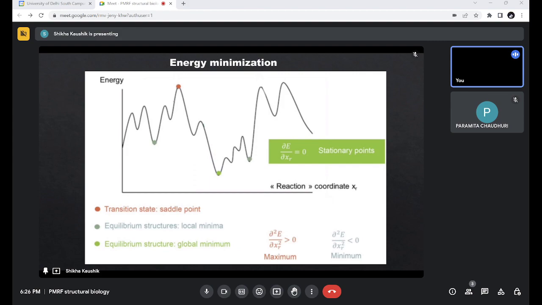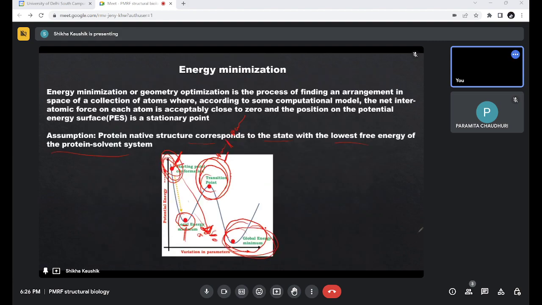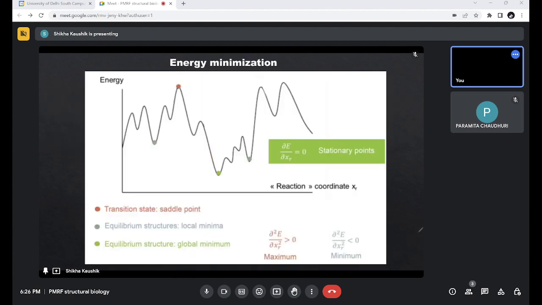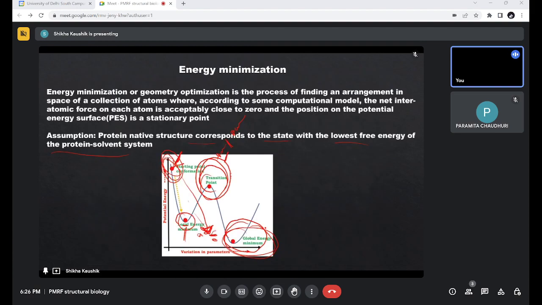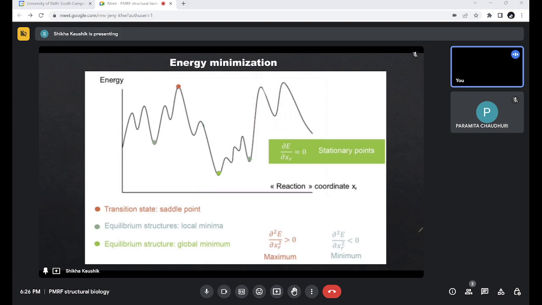So for energy minimization, as I talked about, there is a transition state, and there is an equilibrium structure, at the global level as well as at the local level. So that is what I mentioned here: you have a local energy minimum, and then you have a global energy minimum. You will not have the same equilibrium; equilibrium can be achieved at the local level as well as at the global level, as an entire molecule or at a particular atomic level as well, which depicts the local aspect of the equilibrium state.